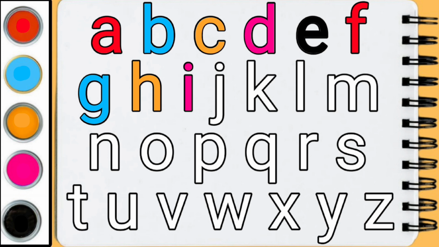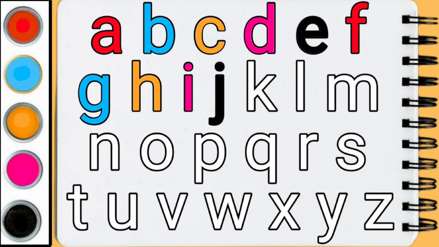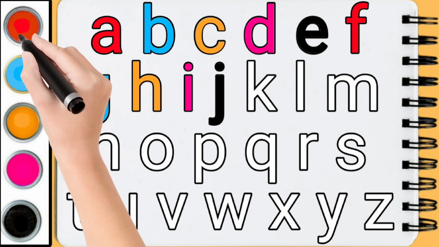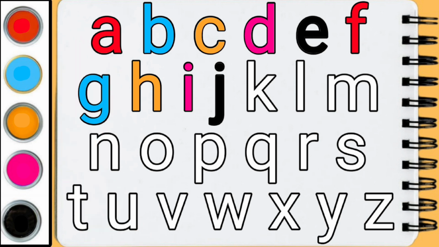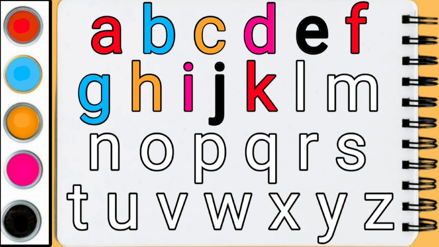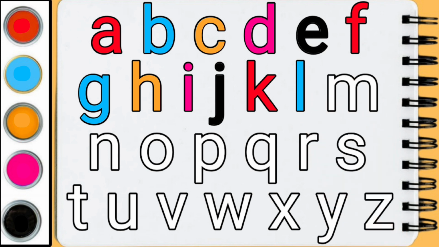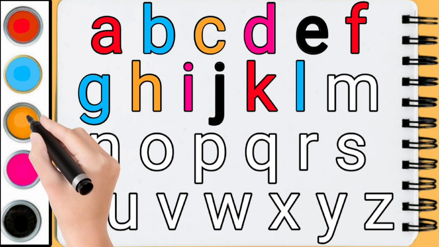Black color, small j, J for jug. Red color, small k, K for kite. Blue color, small L, L for lion.